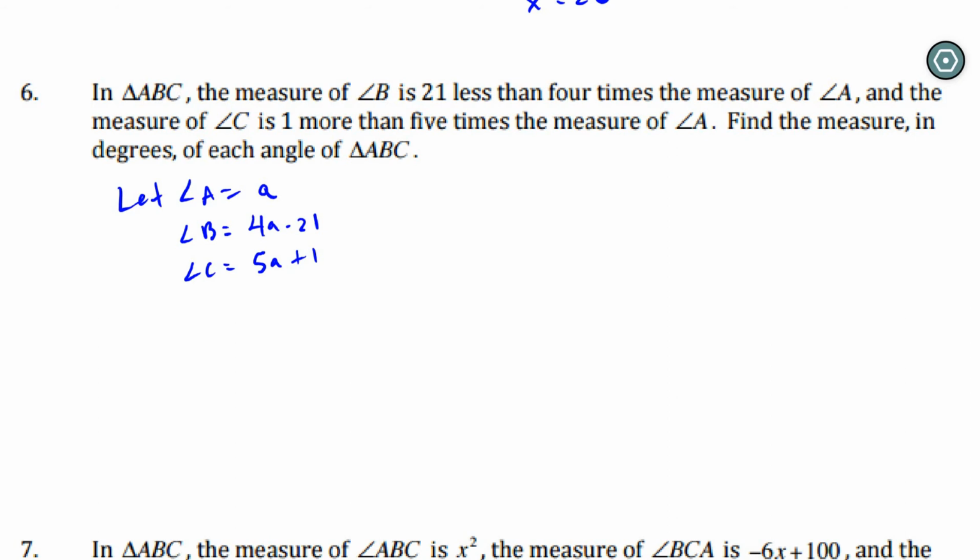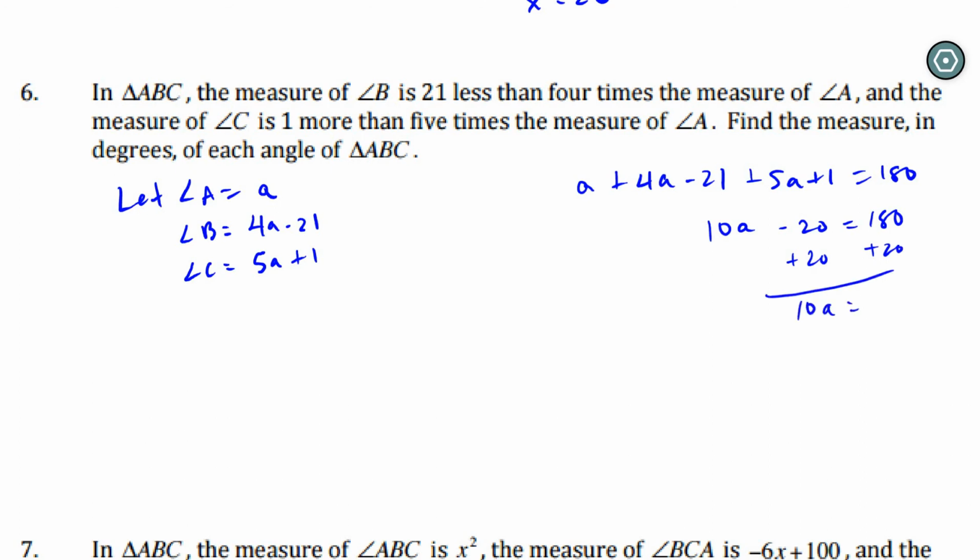Once I know the 3 angles, I then can plug in to an equation. A plus 4A minus 21 plus 5A plus 1, and that's all equal to 180. Combine like terms, 10A minus 20 equals 180. Add 20. 10A equals 200. Divide by 10, and I have A equals 20. If A is 20, that means angle A is 20. Angle B, well, that's going to be 4 times 20 minus 21. So that's going to be 59 degrees.